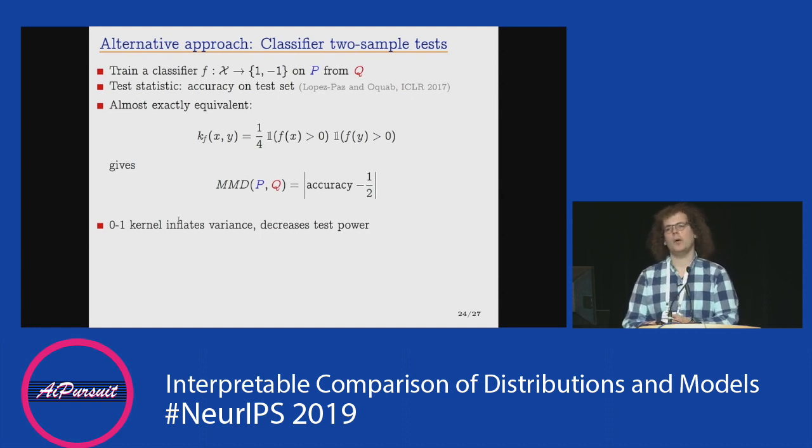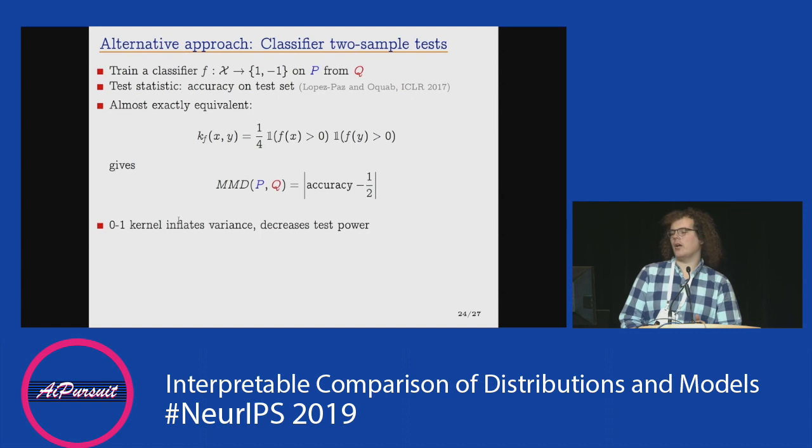By taking the 0-1 kernel, the variance is also higher, because you can think of it as the variance of a Bernoulli, which is much higher than the variance of something else that's bounded in 0-1. So your test power is actually lower by using this 0-1 kernel.